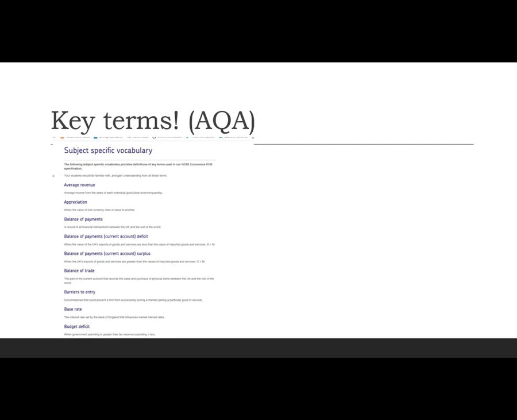You do not just want to go in there and say, well, average revenue is this. You want to know how you are going to actually apply this term of average revenue, as well as showing what the definition of average revenue is.